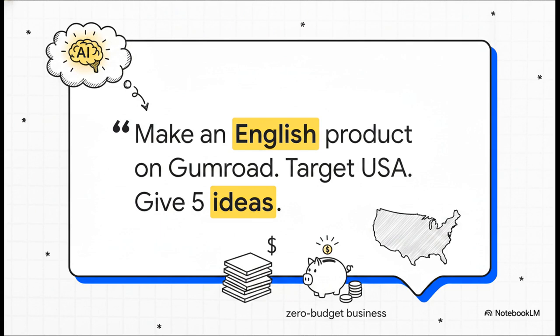I want to make a digital product in English on Gumroad. My target country is the USA. Give me 5 ideas. The beauty of this is its pure simplicity. Even if English isn't your first language, or you're living on the other side of the planet, you can easily instruct the AI to build something specifically for the highly lucrative US market.